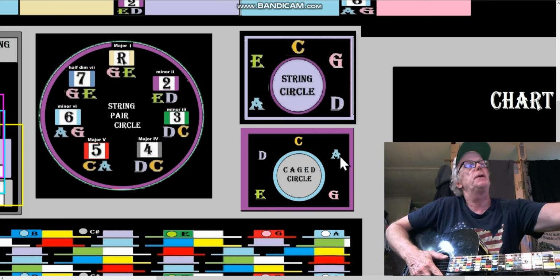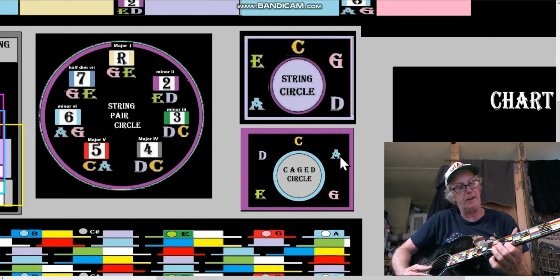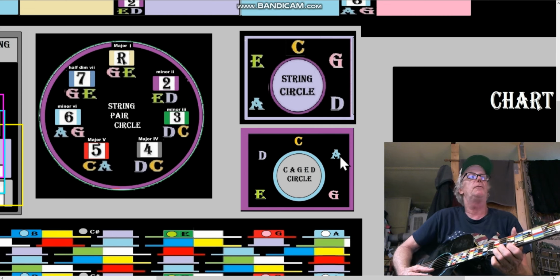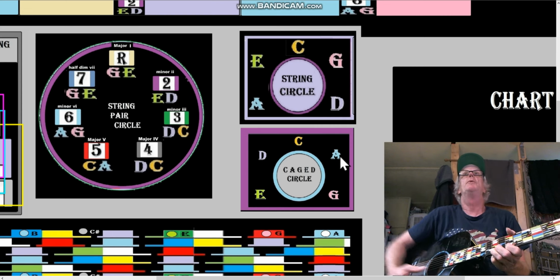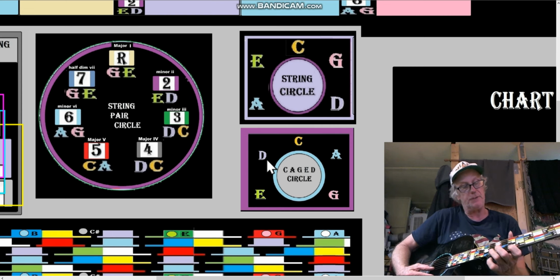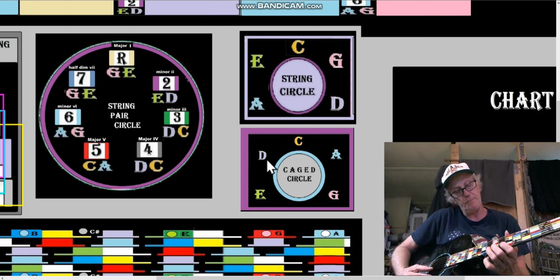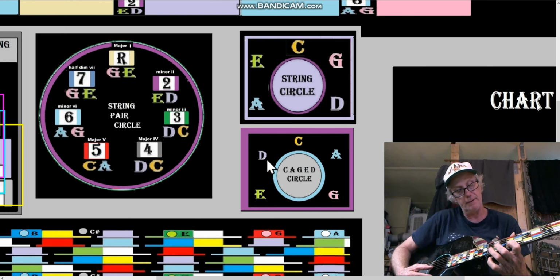Okay, so the A shape will go 5, 6, and from the A shape we would normally go up to the C shape, but we're going to skip that and go to the D shape. So the next shape down is 4, 3, 2 for the D shape. This is a little harder, okay.